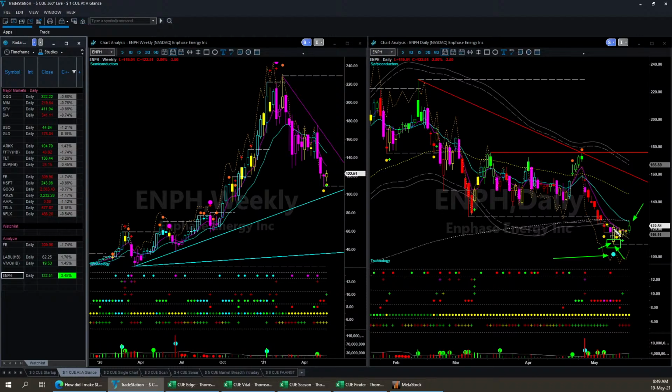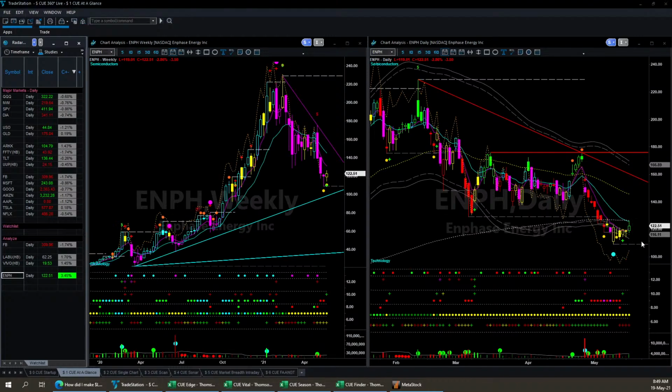After that, it moved sideways for a while. Yesterday, when I first shared it, it was nicely breaking out. And what I mentioned is if it closes like that or better, then I would take a long position. That would be right. If you looked at Enphase as it is now at market close, the Q guideline is not to take a long trade.